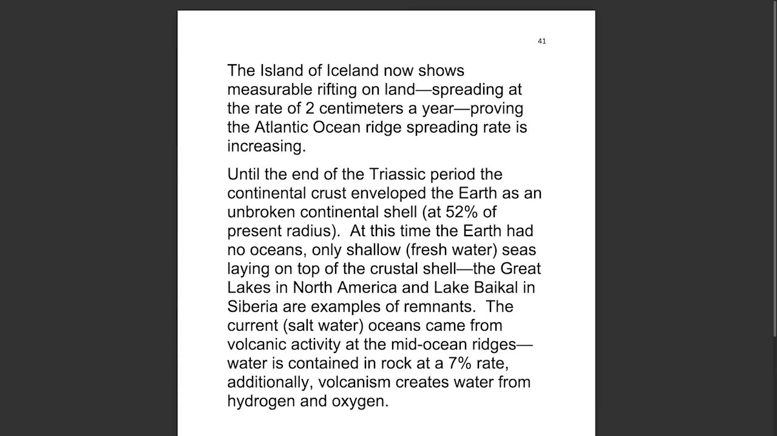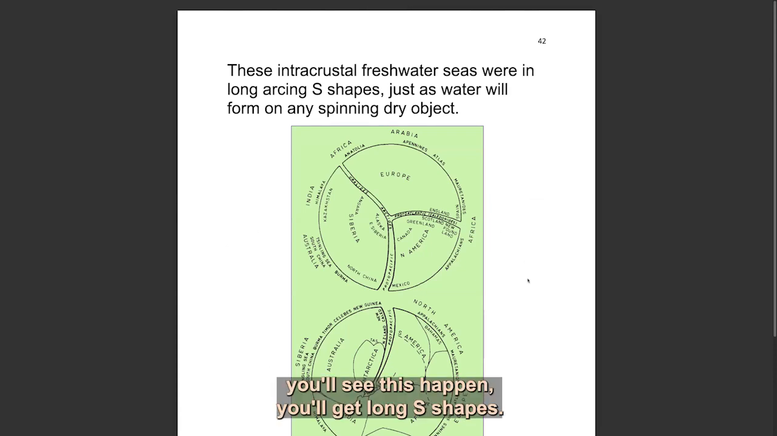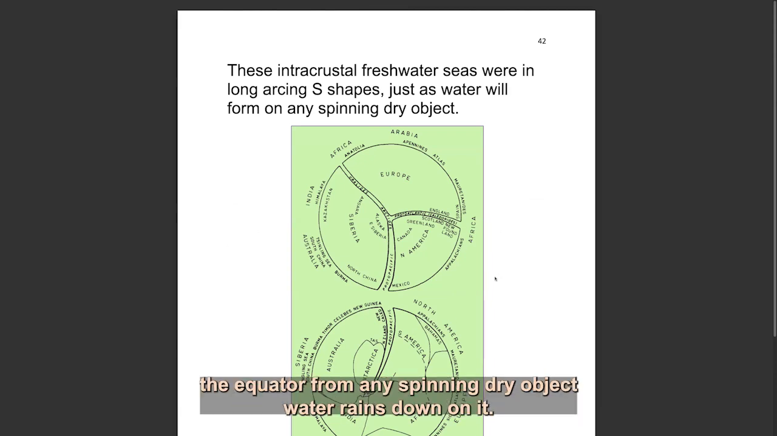The current salt water of the oceans came from volcanic activity at the mid-ocean ridges. Rock contains water at a 7% rate, and additionally, volcanism creates water from hydrogen and oxygen. So the intercrustal freshwater seas, you spin a ball, you'll see this happen. You'll get long S shapes. So the water will go this way to the equator, and then it'll invert and go the opposite way below the equator from any spinning dry object.